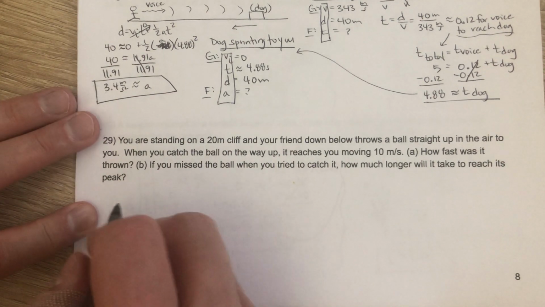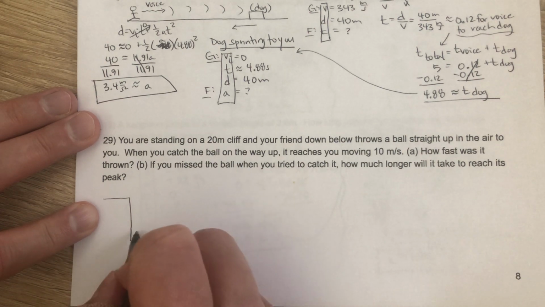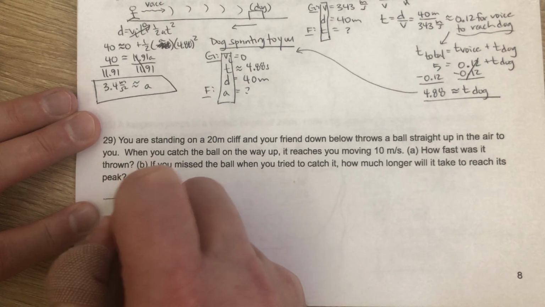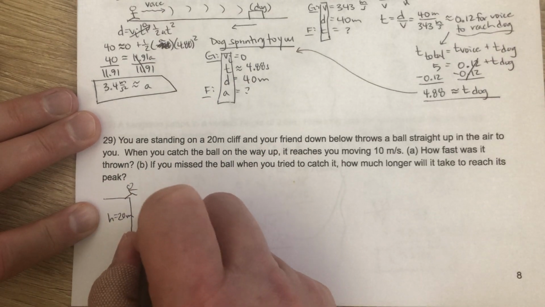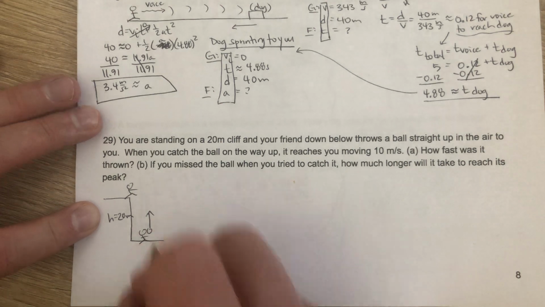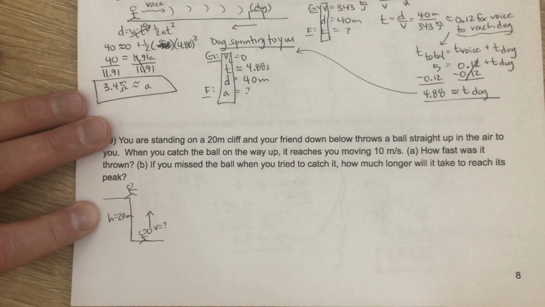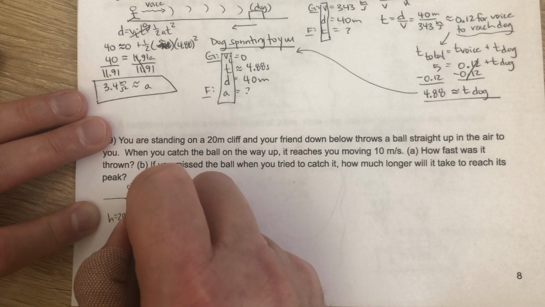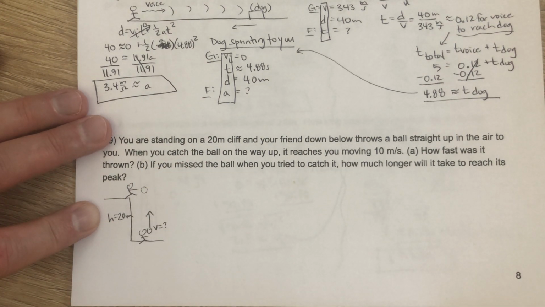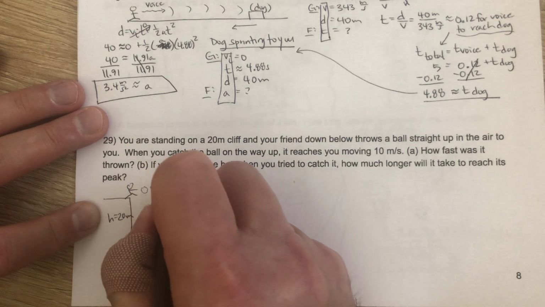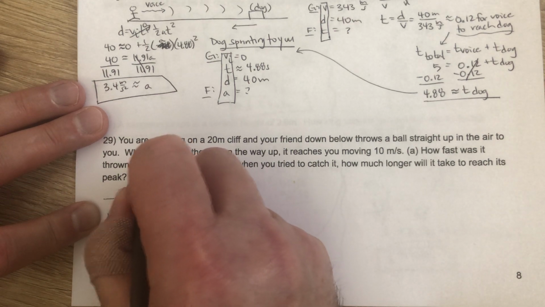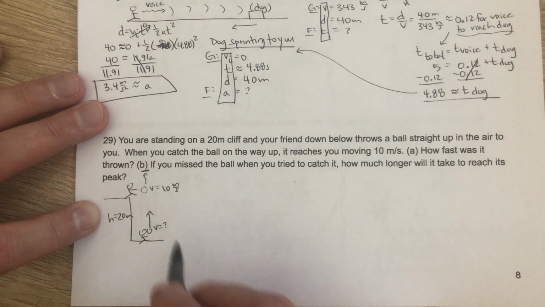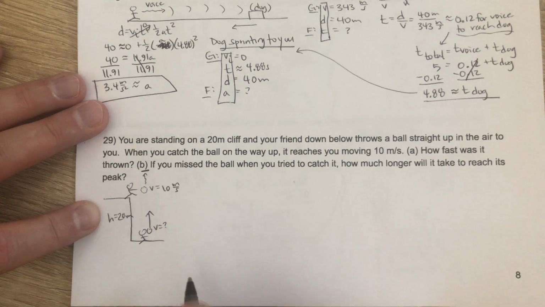So I'm going to sketch this. Here's your friend down below. Here's you, and you're 20 meters above them. So they throw the ball up, and part A is asking how fast was it thrown. So we're looking for that velocity right there when your friend threw it to you. And when the ball reaches you, 20 meters later, the velocity right then and there is 10 meters per second. So it's still on the way up, and it's still going to continue onward a little bit more to reach the peak. But in terms of what we're looking for, how fast was it thrown?